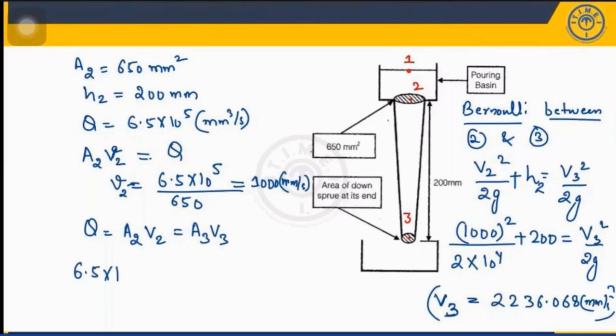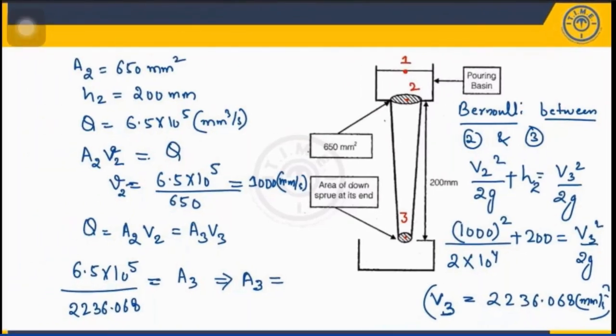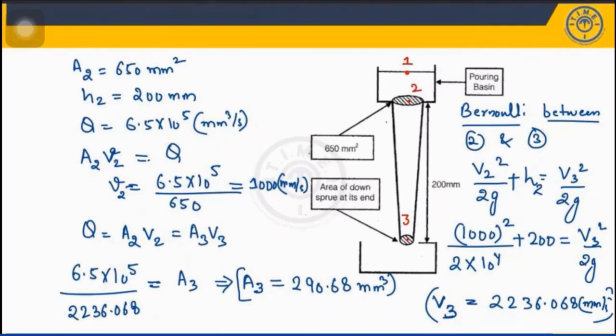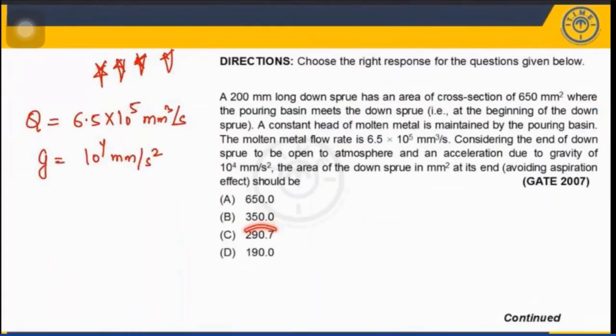The Q value is 6.5 into 10 to the power of 5, divided by the V3 value 2236.068, which is equal to A3. Let me check what value is coming. The value is 290.68. This is the area, which will be in millimeter square. So what is the correct answer for this question? The correct answer for this question is 290.7.